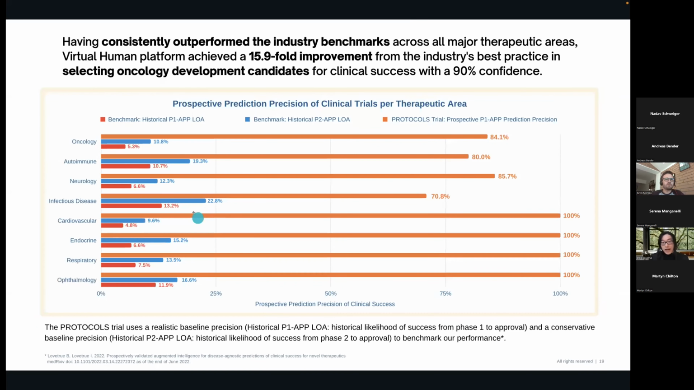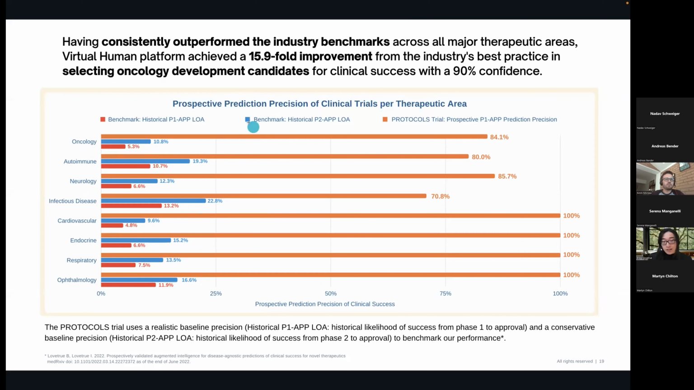And our performance has been very consistent across different therapeutic areas, especially for the hard areas like oncology and neurology. We actually did even better, especially for oncology. We achieved nearly 16-fold improvement in clinical success rate compared with the appropriate benchmark.